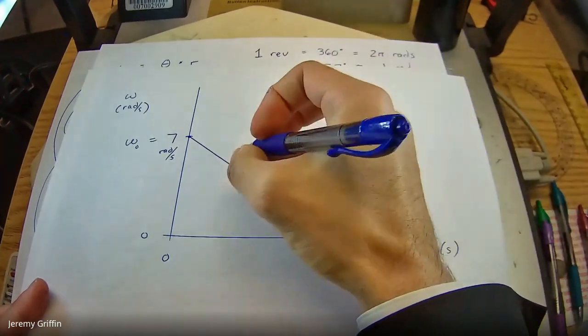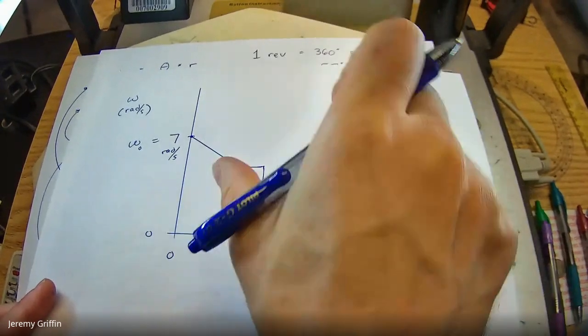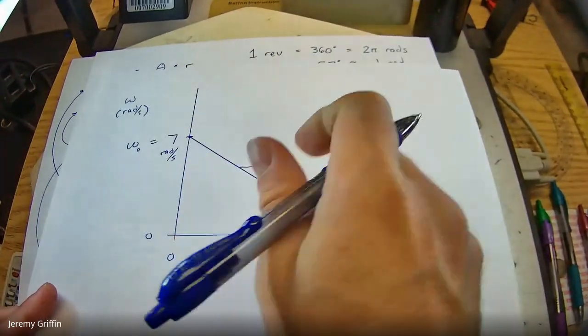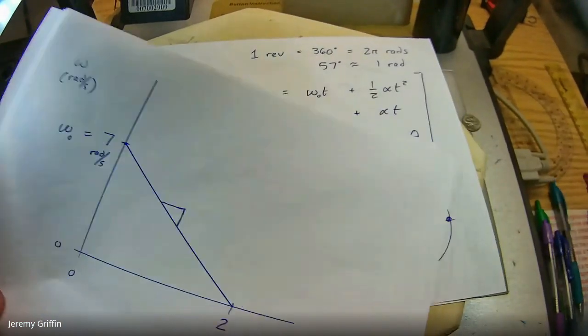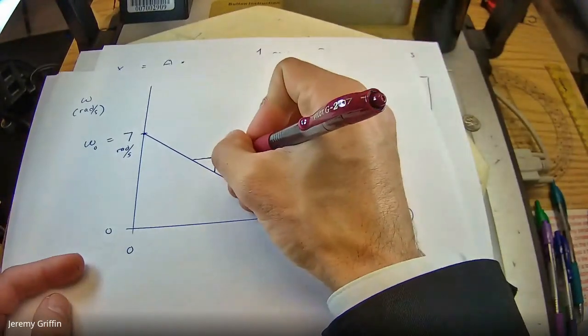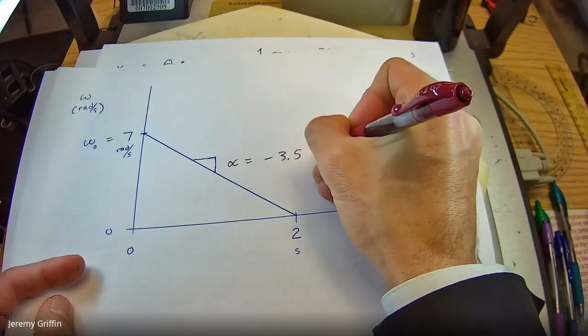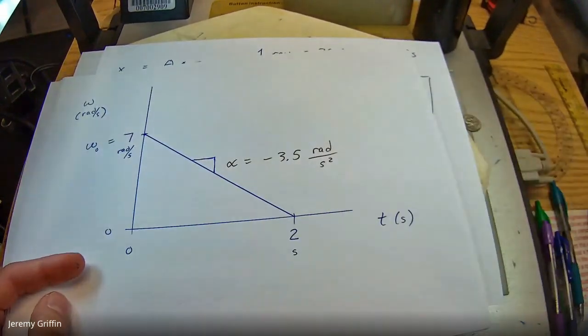The slope. Good call. Wouldn't that just be rise over run? Rise over run. I see down 7 over 2. That's exactly negative 3.5 radians per second squared. Okay, so alpha is negative 3.5 radians per second squared.